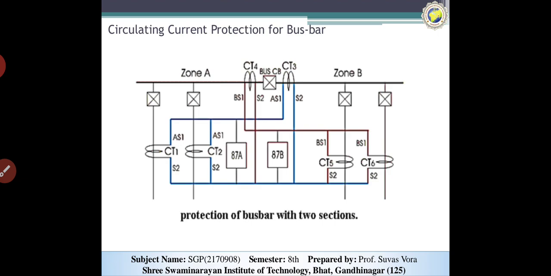Now we can discuss the circulating currents and the protection for the bus bar. This section will give an example of the working principle of the current differential protection of the bus bar. You can see the figure, the simple non-sectionalized bus bar system.